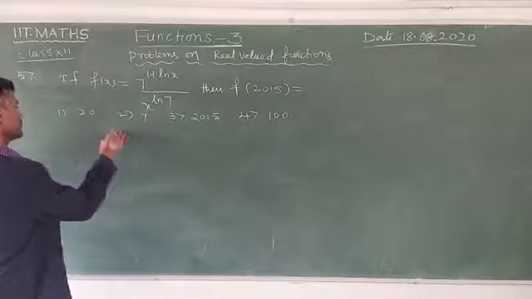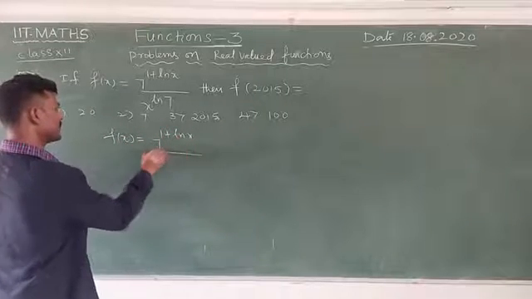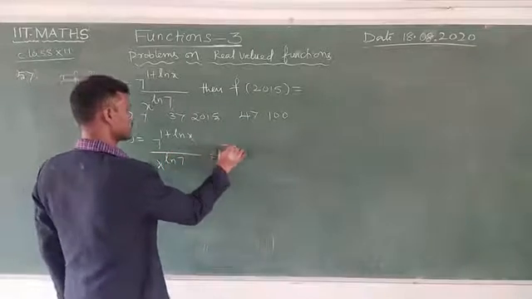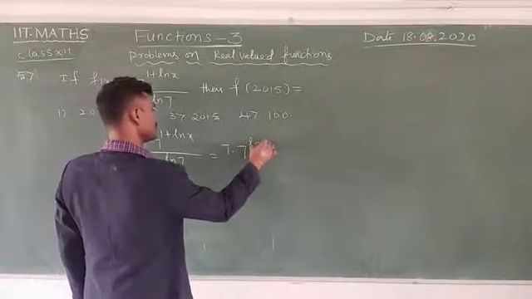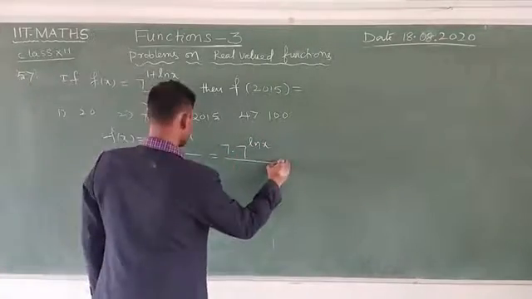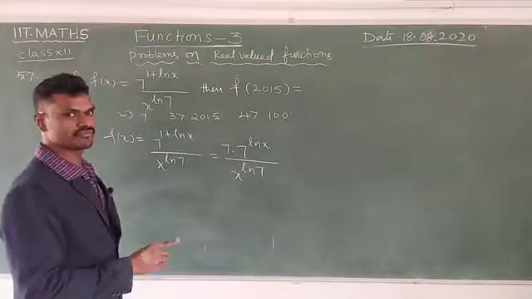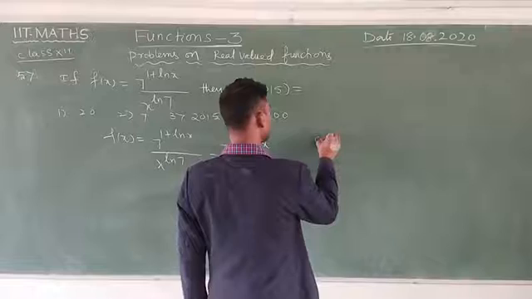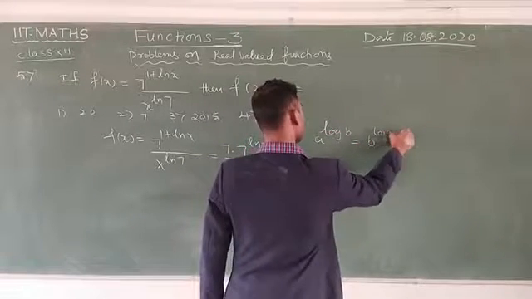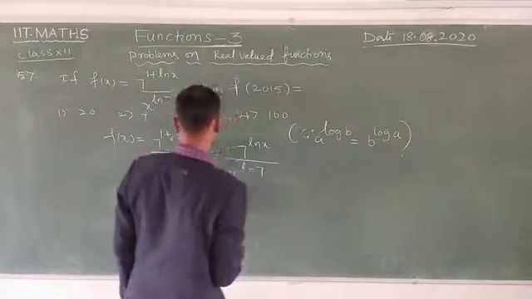See here, f of x is equal to 7 power 1 plus log x by x to the power of log 7. Now this is written as 7 into 7 power log x. Bases equal, powers we can add. Powers and exponents. Here x to the power of log 7. We know that one log property, here a to the power of log b is equal to b to the power of log a. Use this property, logarithm property, then you can solve this one.